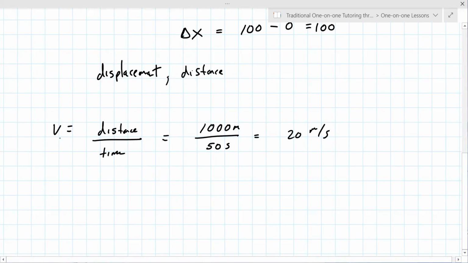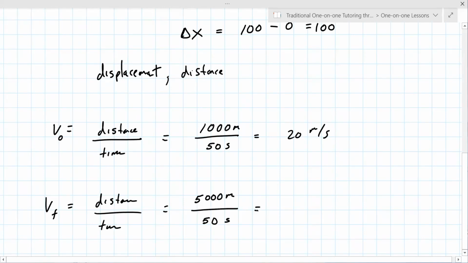All right. And let's say that's your initial velocity, but at a later time, you travel, let's say you go 5,000 meters, but you also do that in 50 seconds. So that's 100 meters per second when you divide.